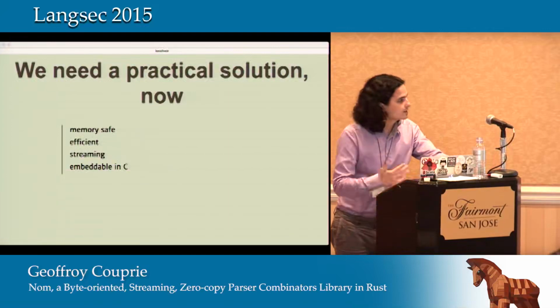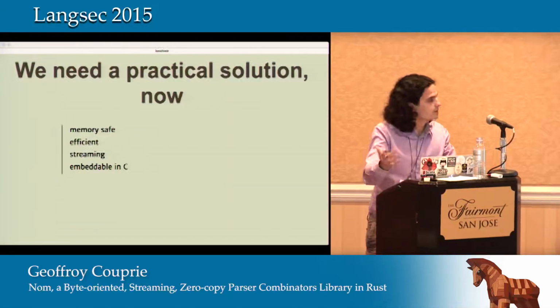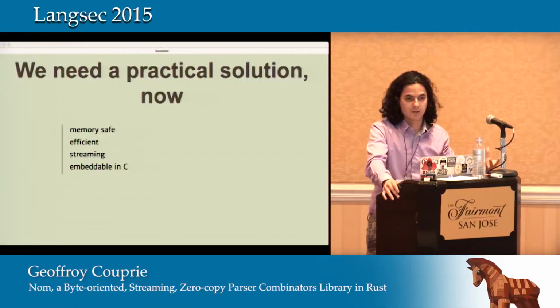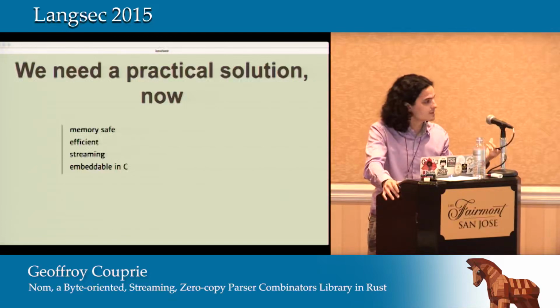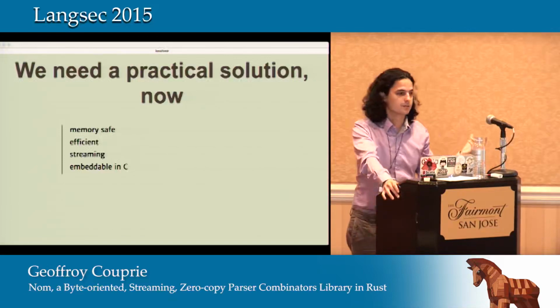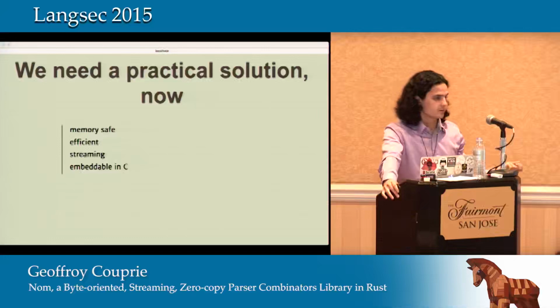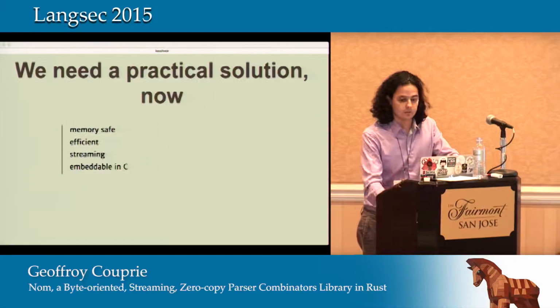What I would like is something that's memory safe, efficient enough for streaming, and embeddable in C. That kind of requirement is important, because otherwise I would just do some Haskell. But the runtime with the garbage collector and everything is just too big for what we want to do.